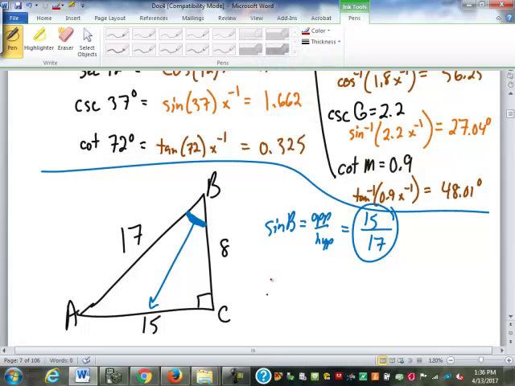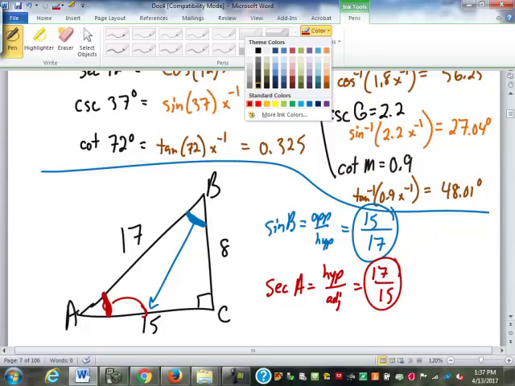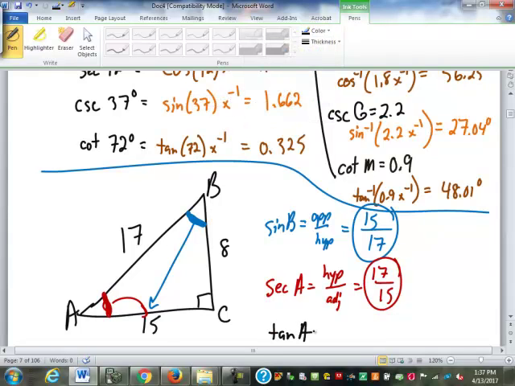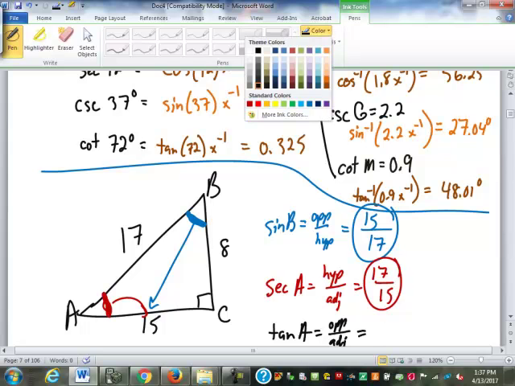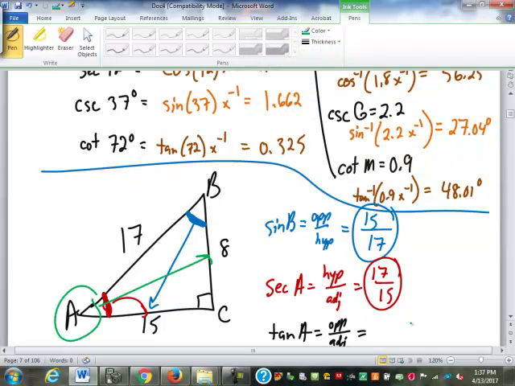If I ask you what is the secant of angle A? Secant is hypotenuse over adjacent. Well, the hypotenuse is 17. Now, this is angle A. What's adjacent to it? 15. And again, you just leave it as that fraction. It's just fine. Or if I asked you for tangent of angle A. Tangent is opposite over adjacent. Opposite side from angle A is right here. Opposite is 8. Adjacent is 15. Again, you can leave it as a fraction. Look familiar?